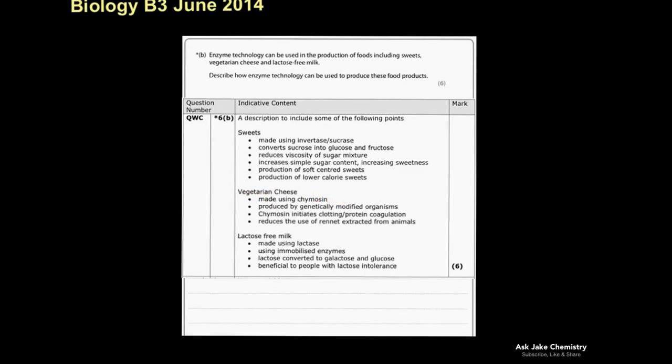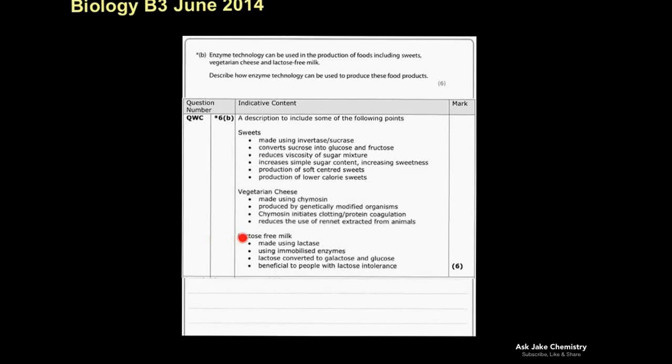And the next part is vegetarian cheese, as they ask in the question. It's made by chymosin, produced by genetically modified organisms. Chymosin is a clotting protein and reduces the need for rennet extract from animals, which is found in the gut of cows.